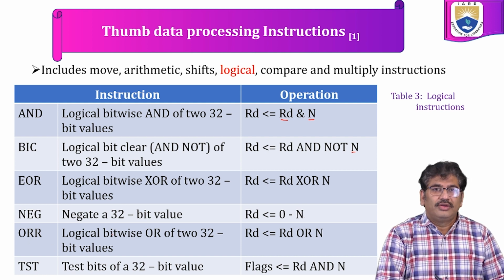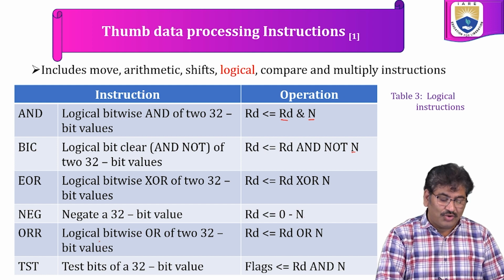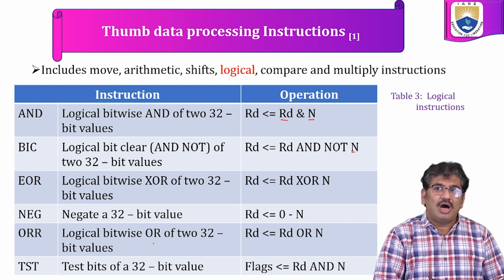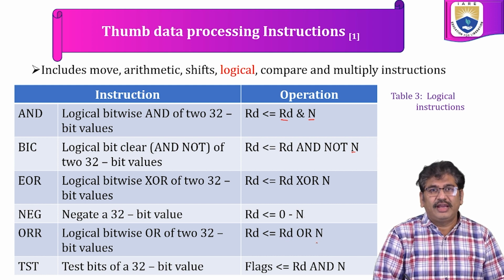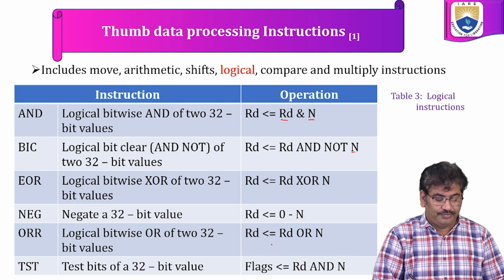ORR, which is logical OR instruction. This instruction will perform logical bit by bit OR operation of two 32-bit values. This instruction will perform bit by bit OR between the register RD and N value, where N can be an immediate data or register RM, and the result will be stored in RD register.